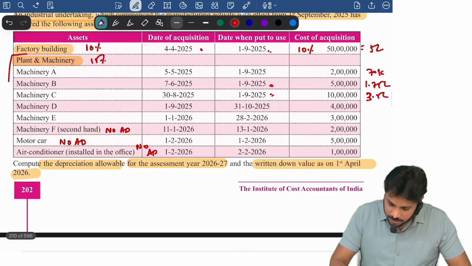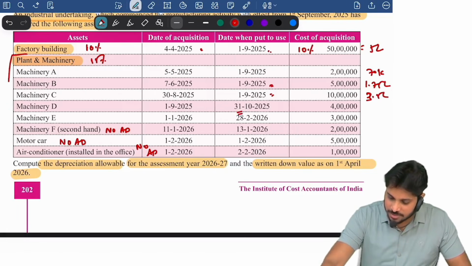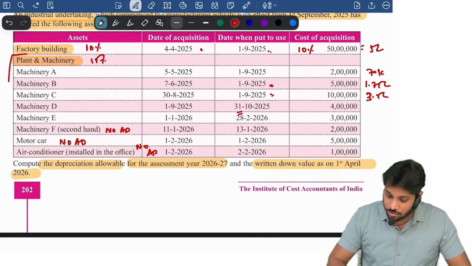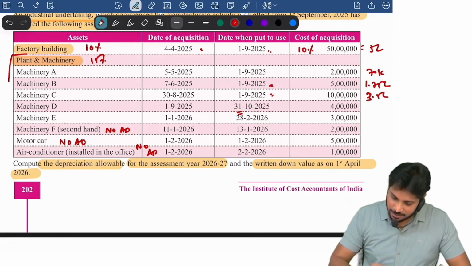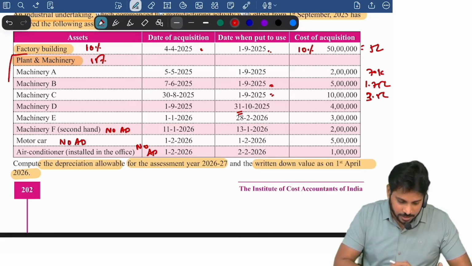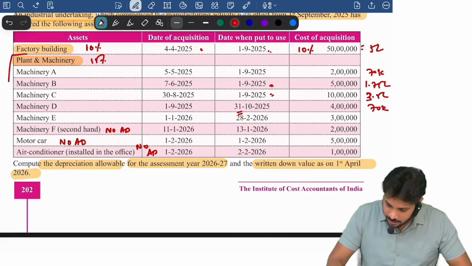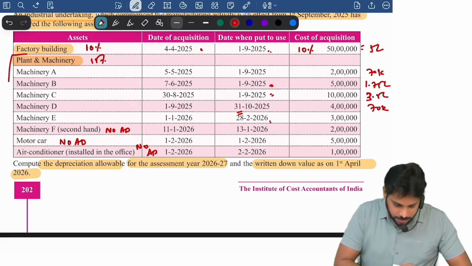Then this one, 31st October. Remember, 31st October means less than 180 days, so 7.5 additional only, plus 10, which means 17.5 percent. Am I right or not? 4 lakh into 17.5%, correct? 4 lakh into 17.5%, how much is it? 70,000. 3 lakhs again into 17.5%, how much is it?